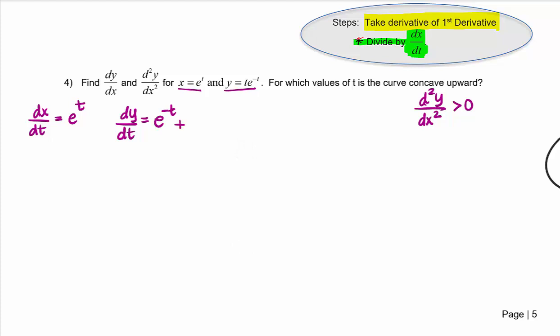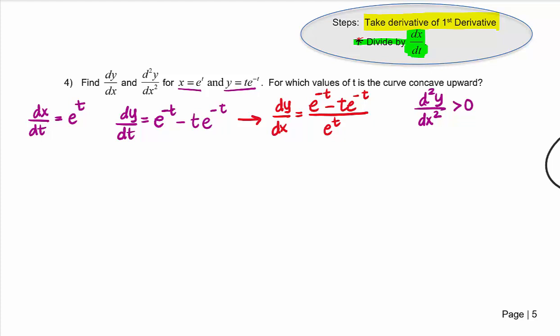Plus, and I'll leave t. And then I'll do the derivative of e to the negative t, which is e to the negative t times negative 1. So I'm going to change my plus in the middle here to be minus. Okay, I'll show you again here in a second why I keep those separate. So for my first derivative, dy dx, I put the numerator as the dy and the denominator as the dx.